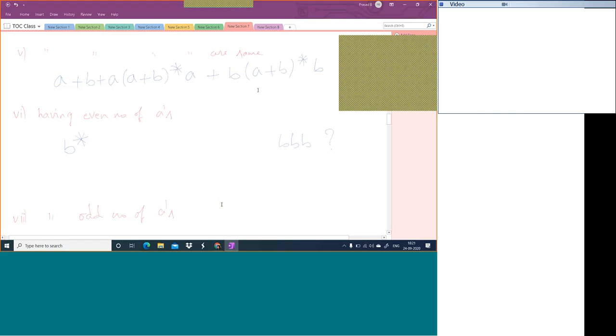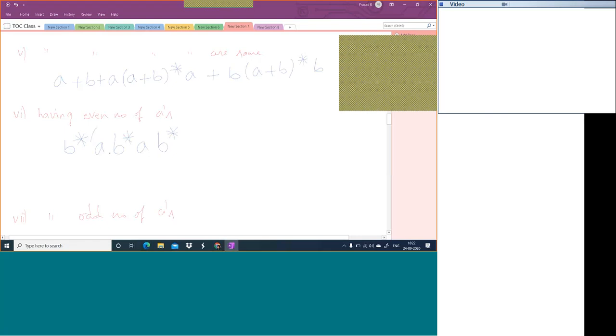Now, B star followed by A. It is invalid because single A. Now this is also invalid because single A. Now this is valid, 2 A's. And after A, it can end with B's also. So B star, this whole expression is having 2 A's.